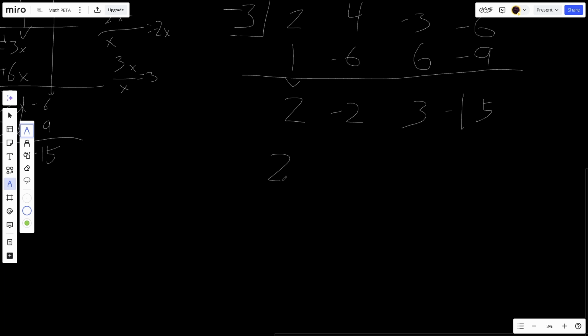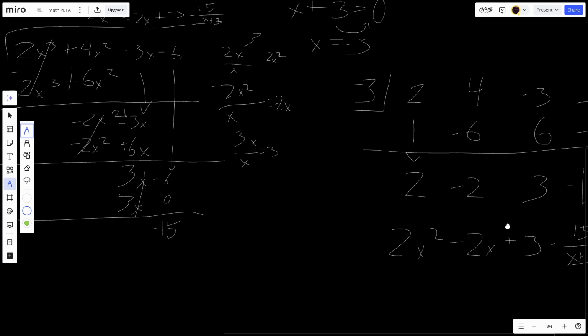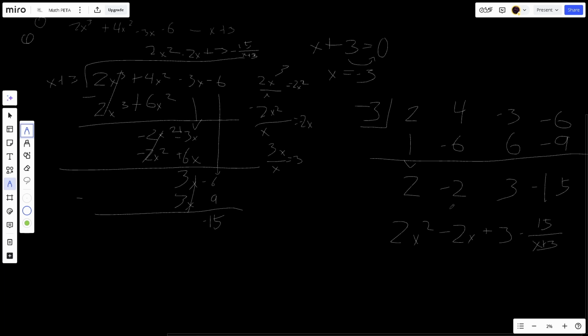And now 2x squared minus 2x plus 3 minus 15 over x plus 3, which is the same.